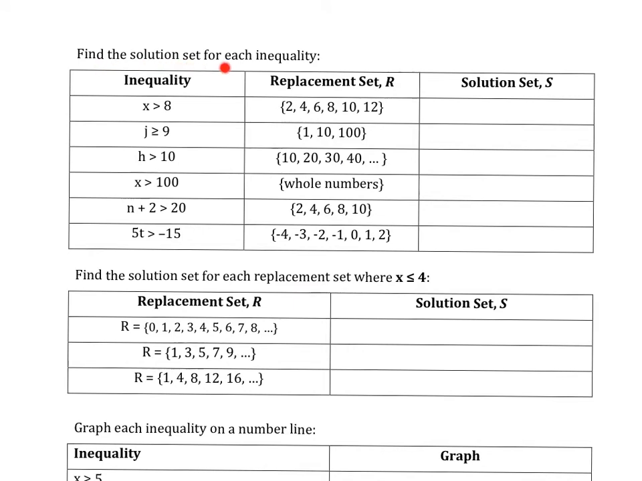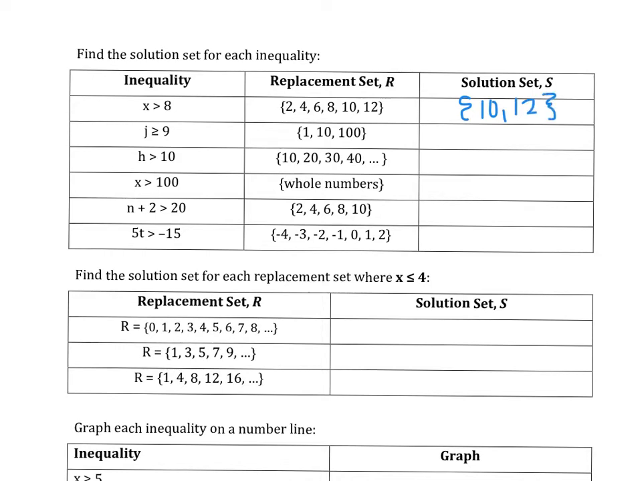Let's find the solution set for each of these inequalities. So here are the inequalities. The first one is x is greater than 8. Our replacement set are all of these. These are the options that we have to choose from. And our solution set are the numbers in the replacement set that actually work. So let's take a look at x being greater than 8. That means our solution set is going to be 10 and 12.